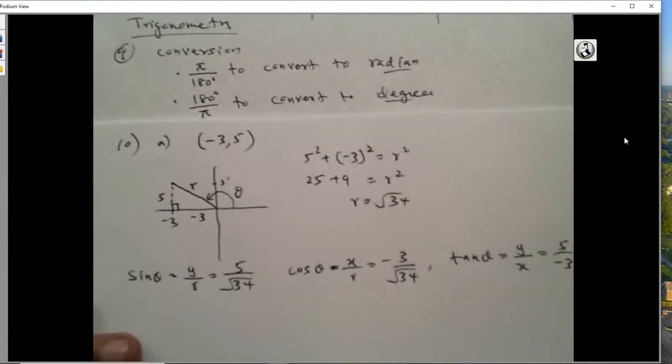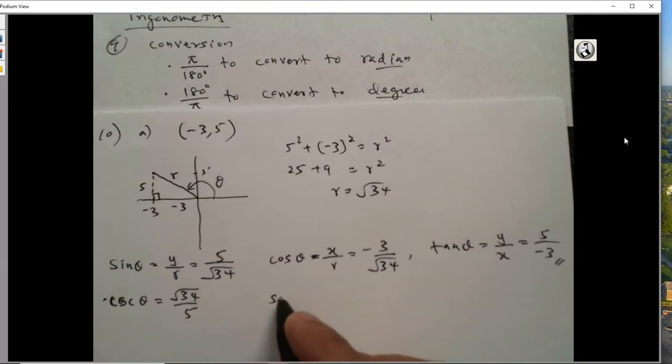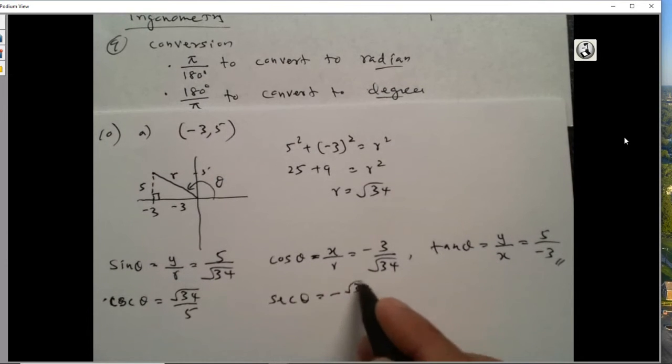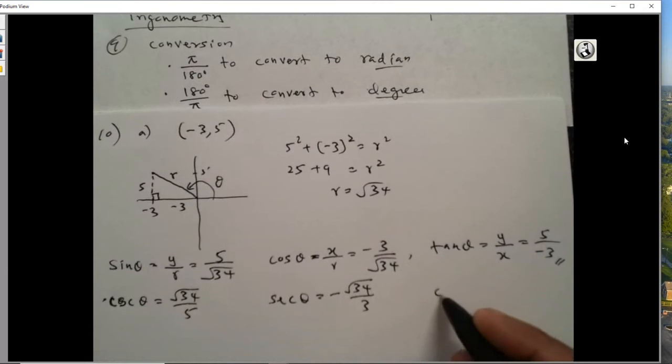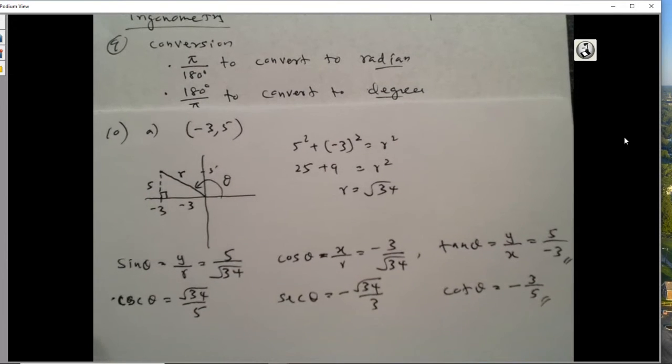Now we go with the reciprocals. So the reciprocals are cosecant theta, this is csc theta. This is 1 over sine, that means square root of 34 over 5. Secant theta, which is 1 over cosine, again is negative, square root of 34 over 3. And the cotangent is also negative. We normally have the negative in front, so it's -3/5. Okay, those are the 6 ratios.